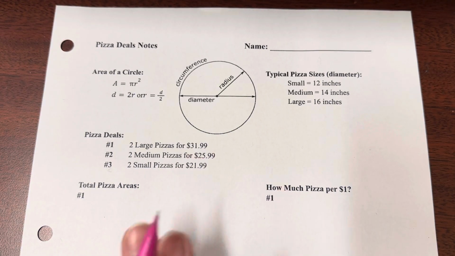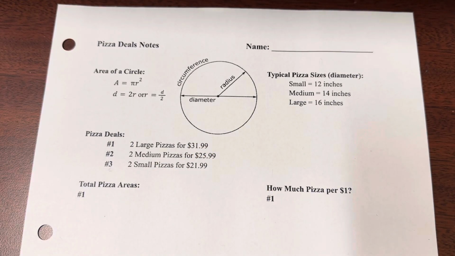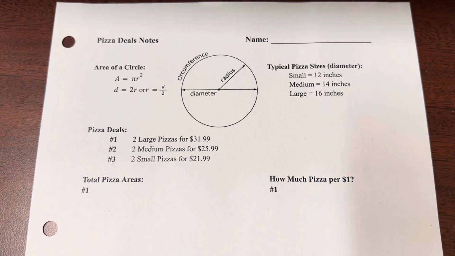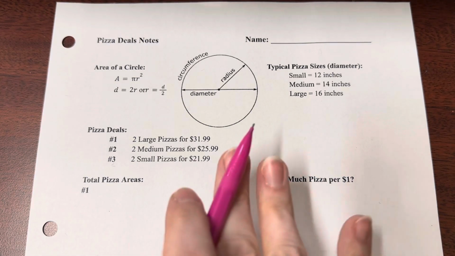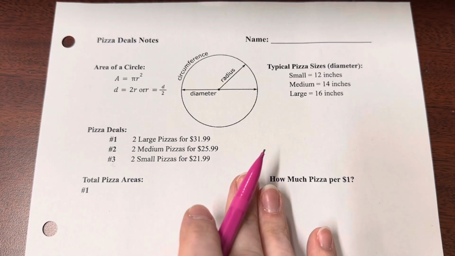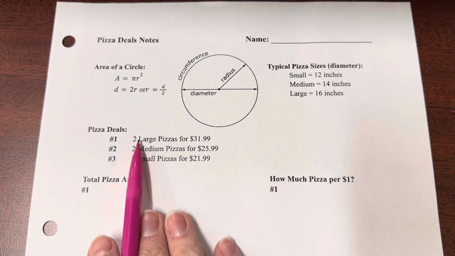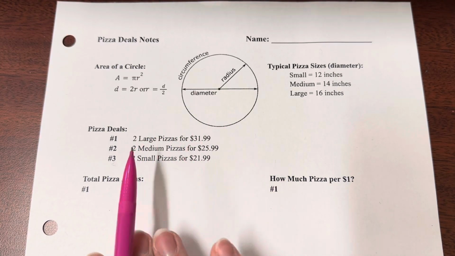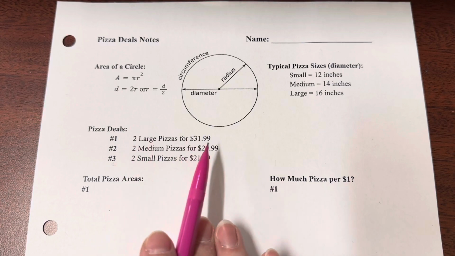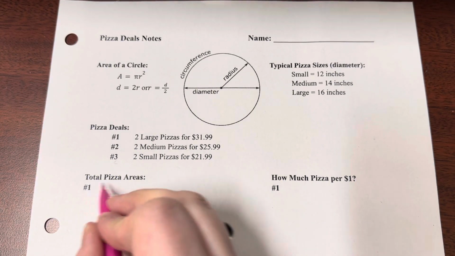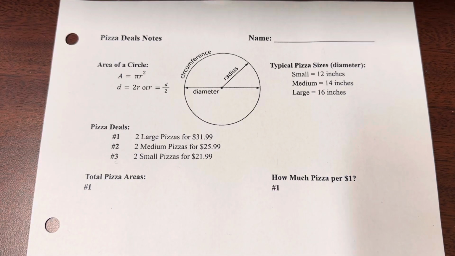Now, first thing we need to do is figure out how much pizza that is. Each one has 2 pizzas in the deal, so once I find the area of my circle, I'm going to have to double it. Now, this is only the case when you have 2 pizzas. If you had 3 pizzas, you would triple it. If you had only 1 pizza, you would just find the area and be done. So that's why I have total pizza area written here.